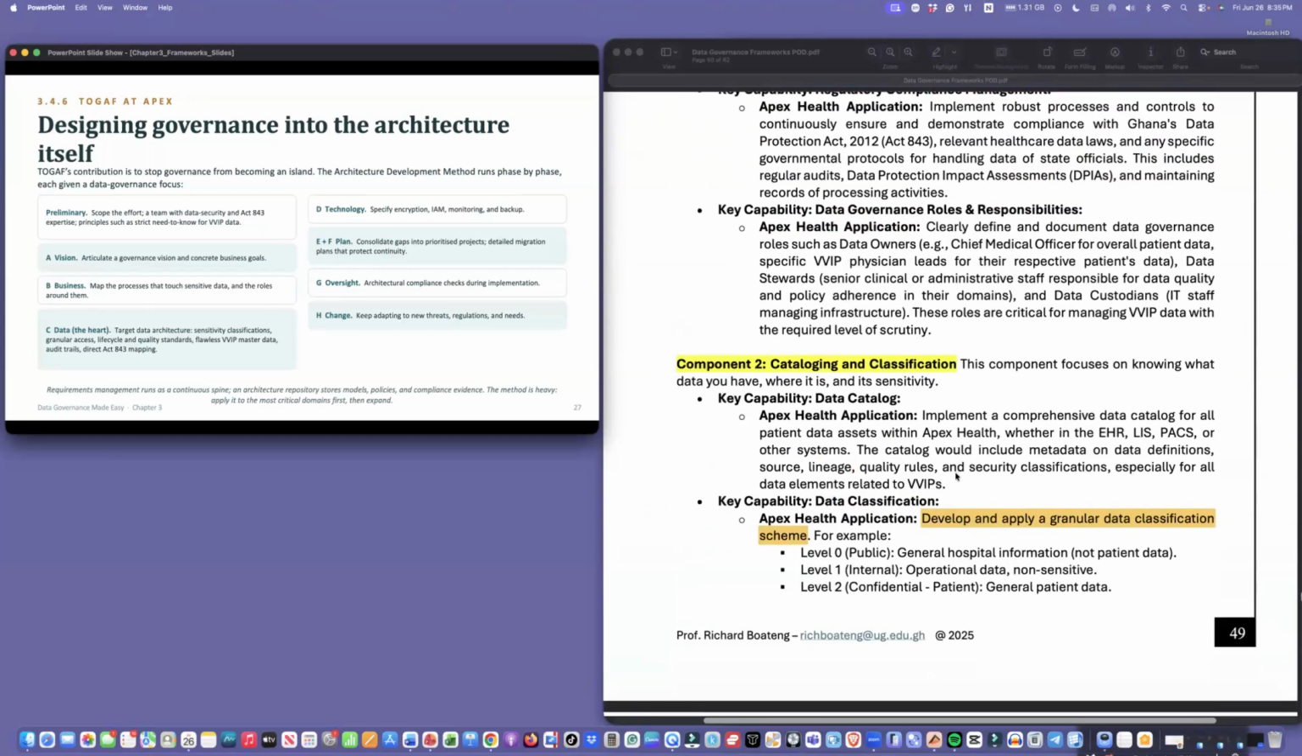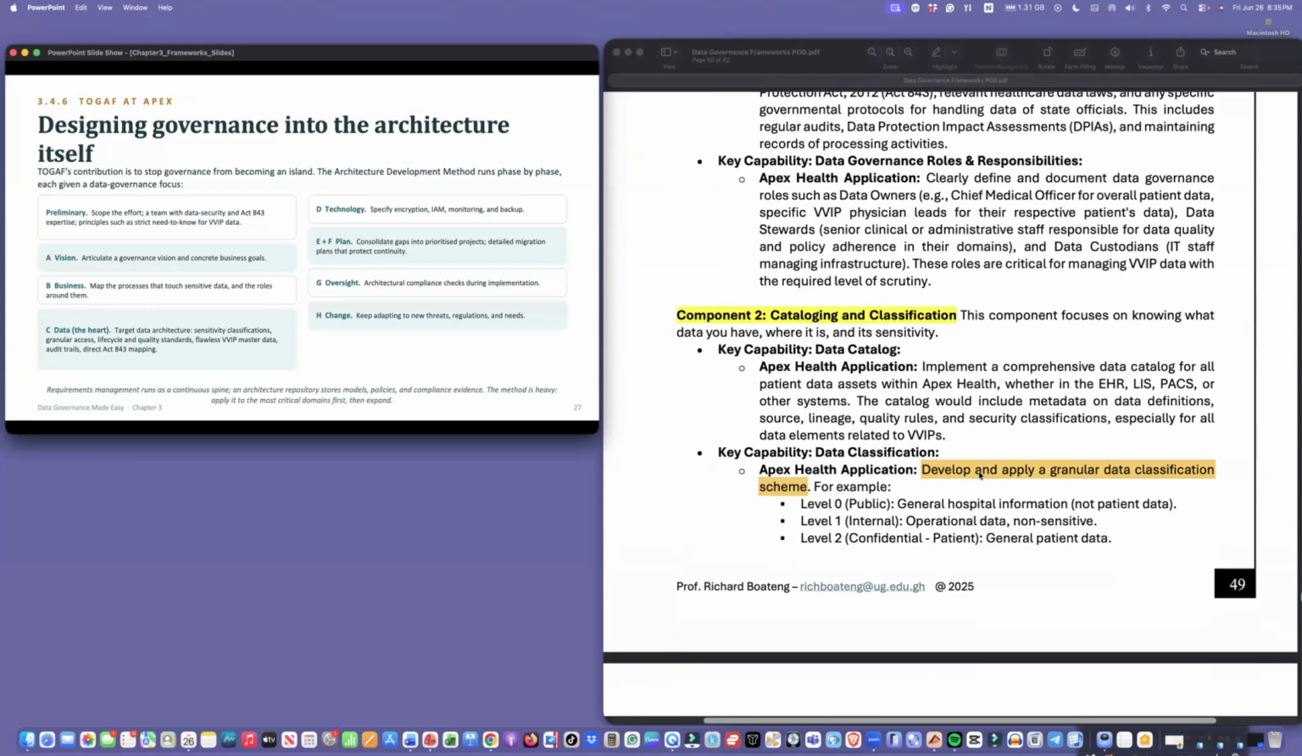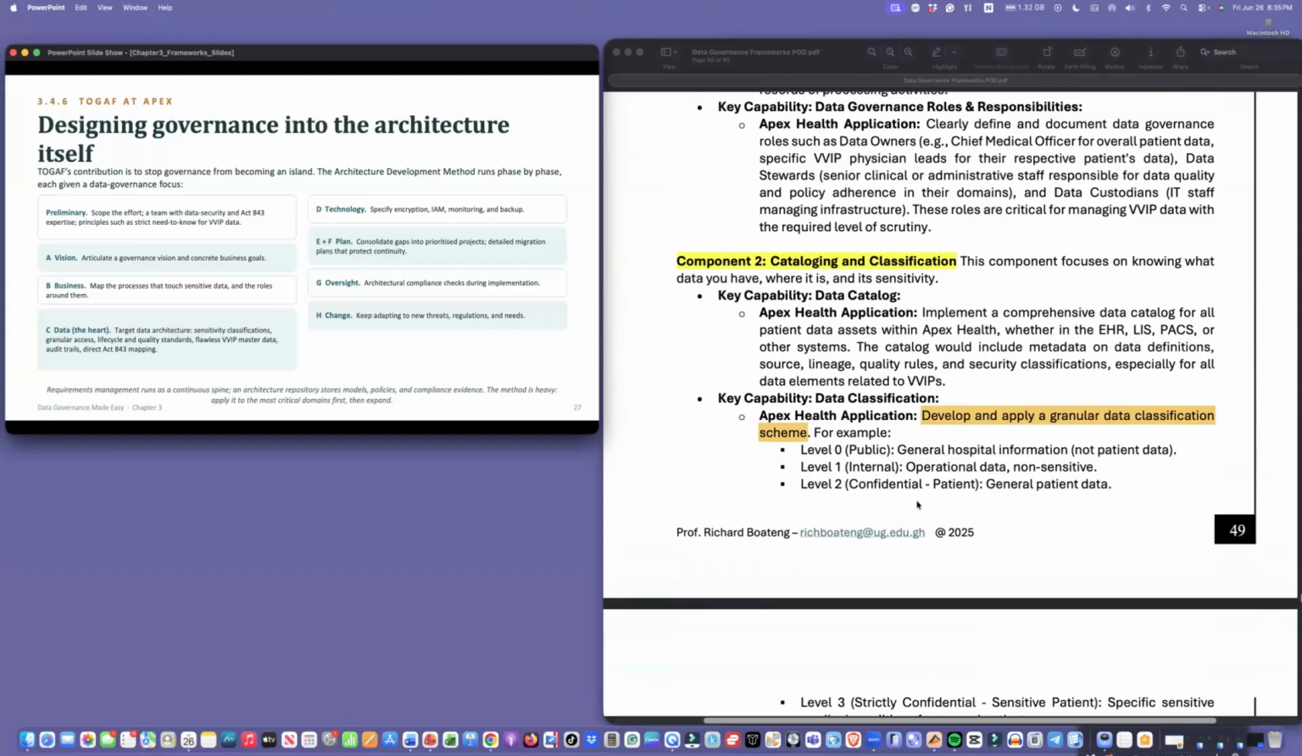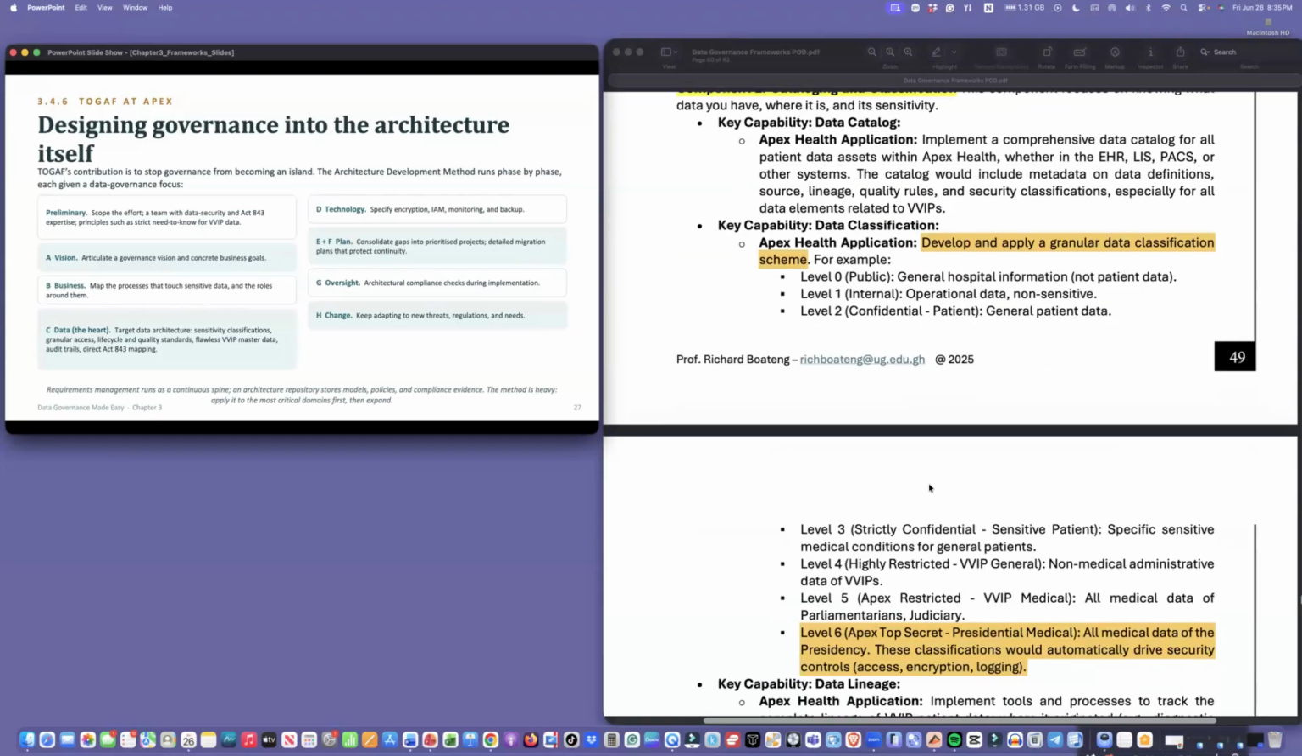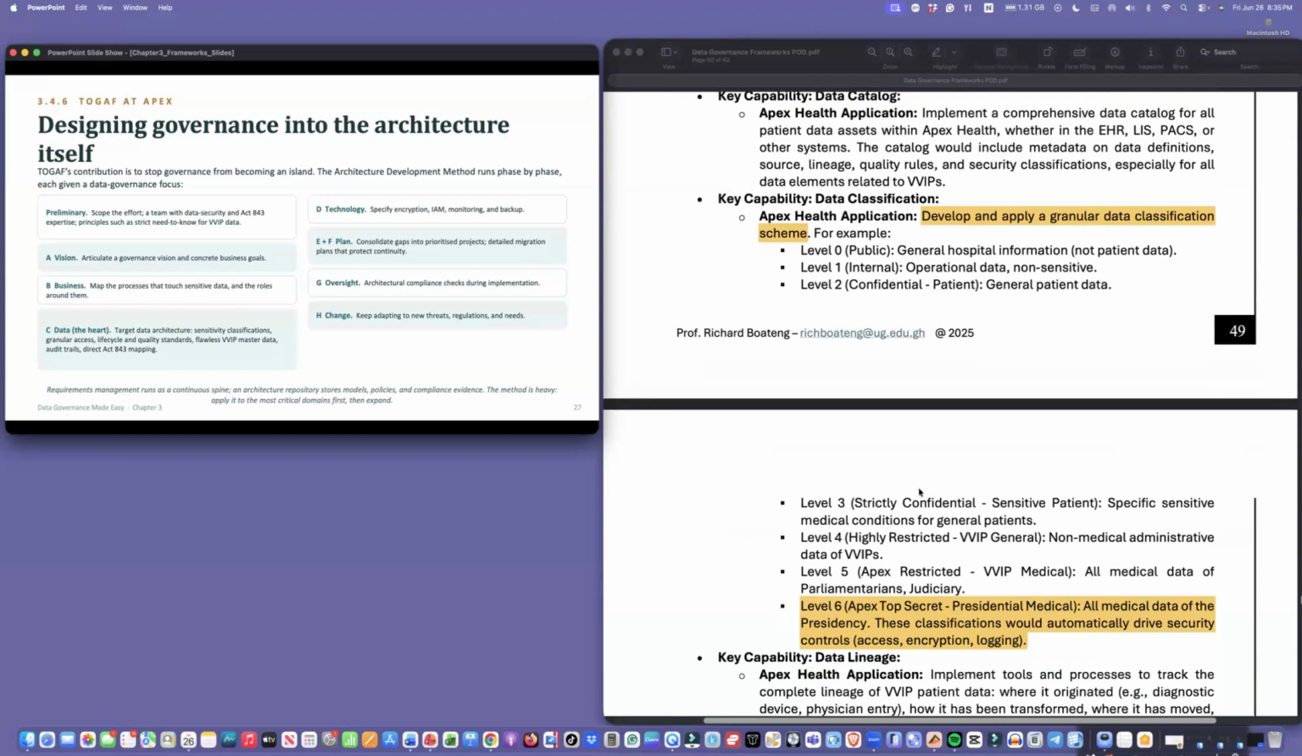Component 2, cataloging and classification. We also have to do our own data classification. Level 1, public general hospital information, but not the patient data. General hospital: how many doctors we have? How many machines we have? What are the services that we offer? All those are general hospital information. Internal operation data, non-sensitive. Then confidential, where the patient data will be, level 2. Level 3, strictly confidential.